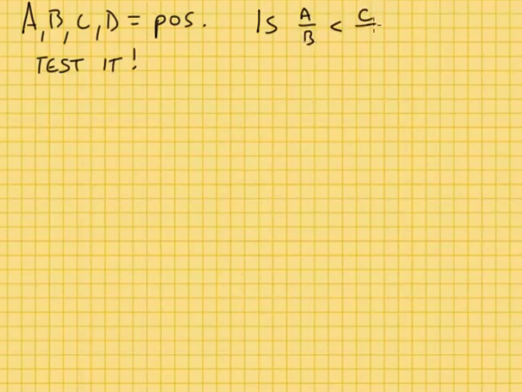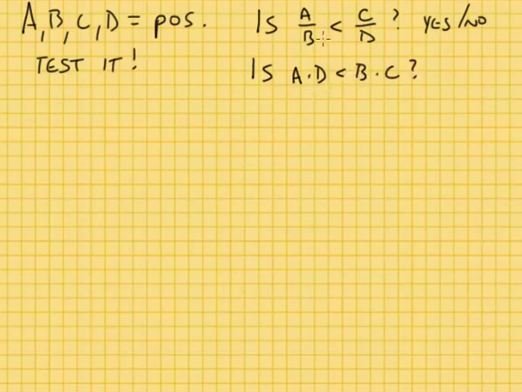So we have a yes/no question involving these same four variables, but I'm going to do something here that might save us some time a little later on. I'm going to rewrite the question. Is A times D less than B times C? That's the exact same question. It's based on the same math. I just manipulated the question I was given.